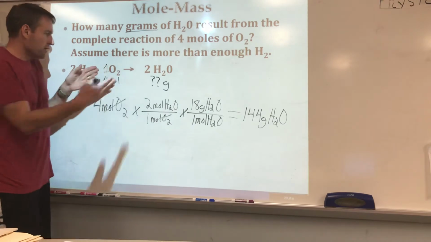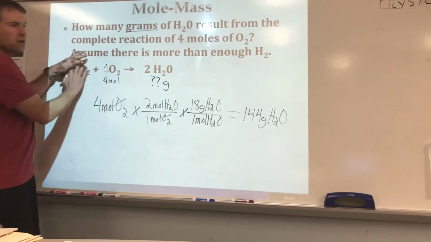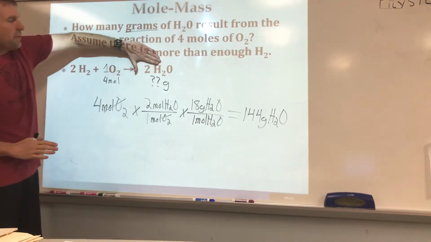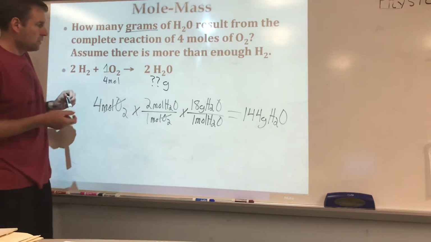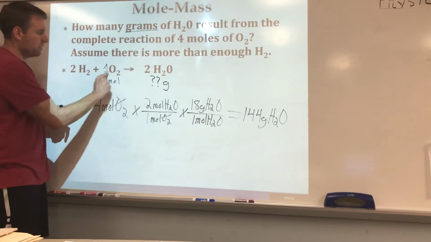So it's like you're given this amount of moles of oxygen, and we're saying we're not going to run out of hydrogen, so we don't worry about that. How much H2O would that make? So you use your mole ratio, 2 to 1. That comes from 2 to 1 here.